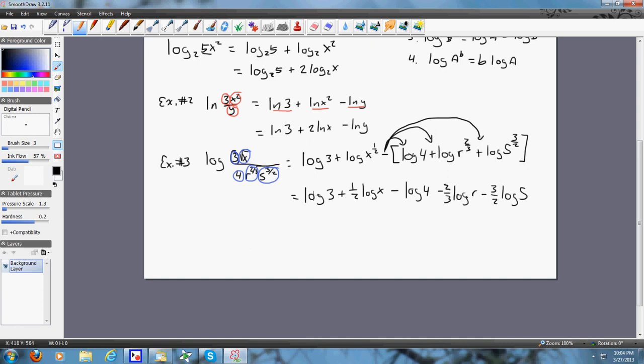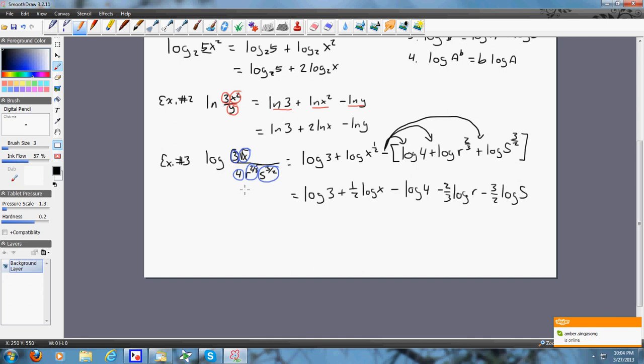And you have to be careful here because log of 3 minus log of 4 does not equal negative log 1. It was log of 3 over 4. So that's just something to keep an eye on. That's it. That's how you expand out logs.